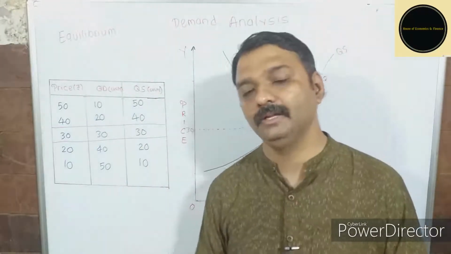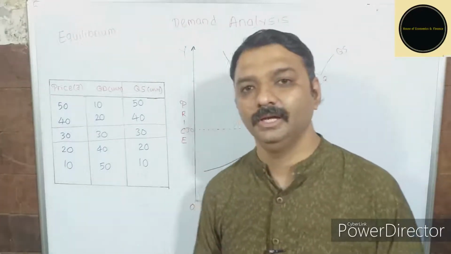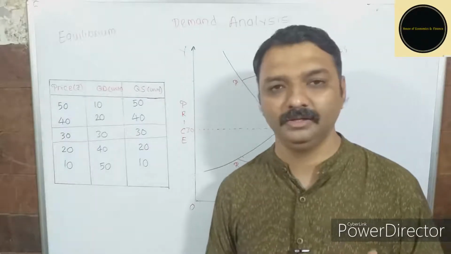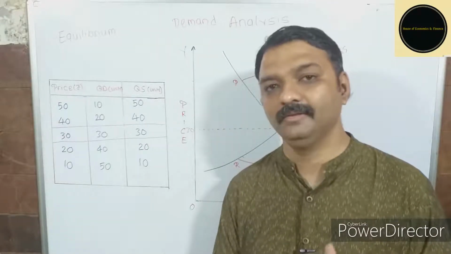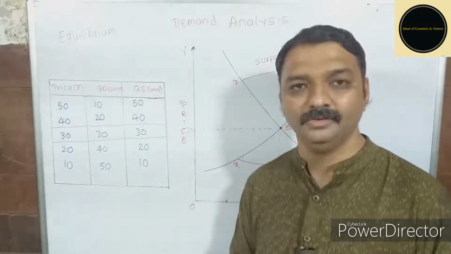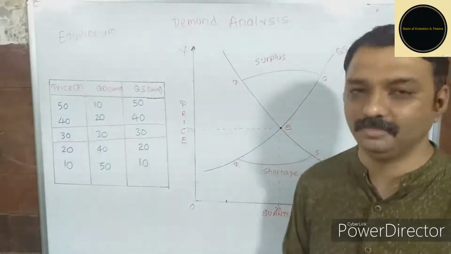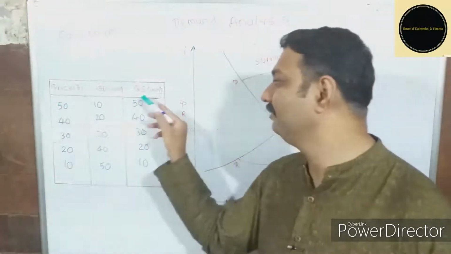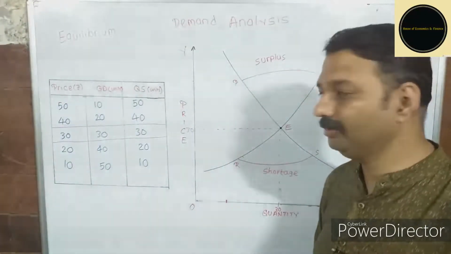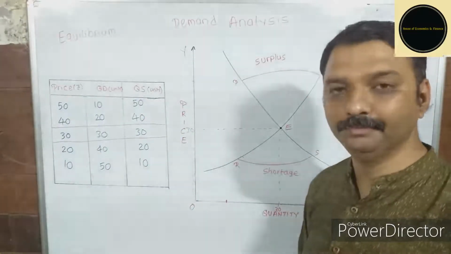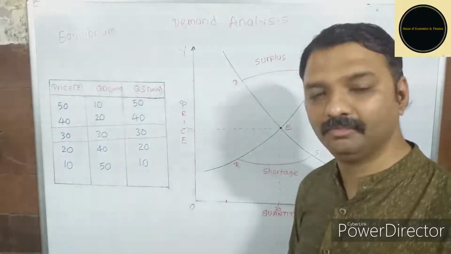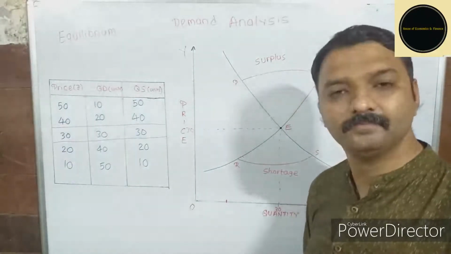If you look at the corresponding supply schedule though, it follows the law of supply. That is to say, if the price of a particular commodity increases, the quantity supplied of that commodity should increase, and vice versa, keeping other things constant. So if you look at this supply schedule, when the price is 50, the quantity supplied is 50 units. When the price decreases, the quantity supplied also decreases. So when the price is 10 rupees, the quantity supplied is 10 units.